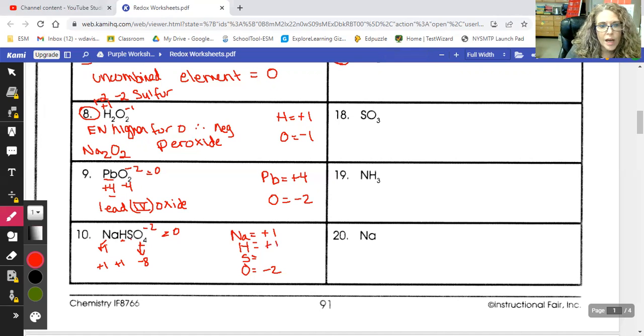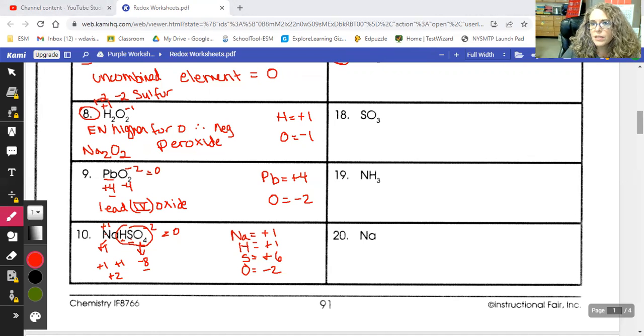Now I've got to figure out the sulfur. With the sodium and the hydrogen, I have a total charge of +2, and I've got to cancel out a +8. So what am I missing? I'm missing a +6. So that is the charge of my sulfur. And again, you could do this in a couple different ways, right? You can do the sodium being +1, and then the hydrogen, sulfur, and oxygen adding up to -1. You can do that with the polyatomic ion as well.